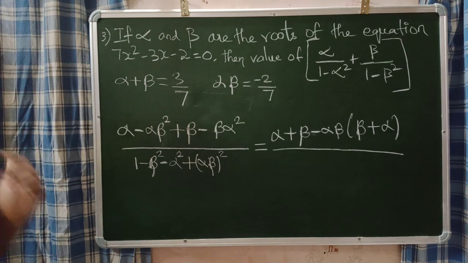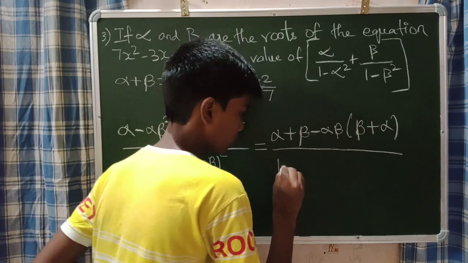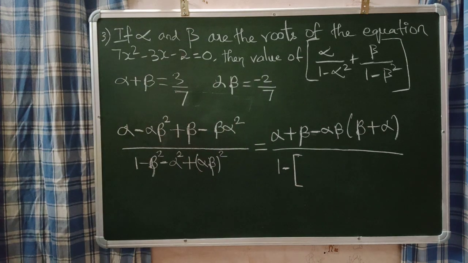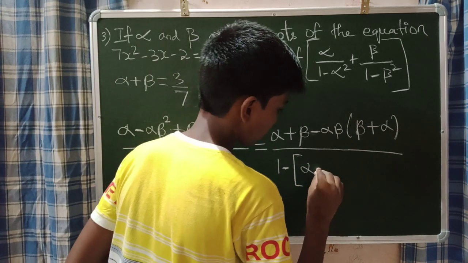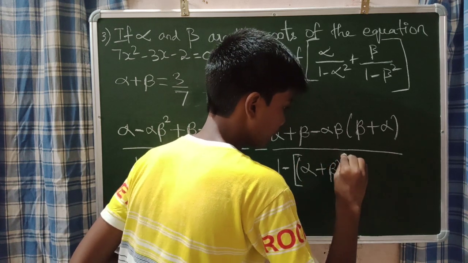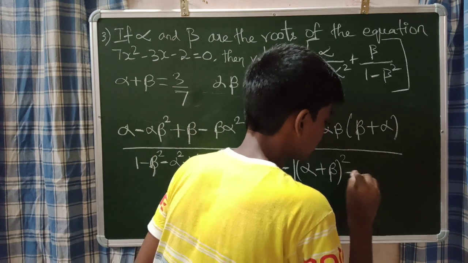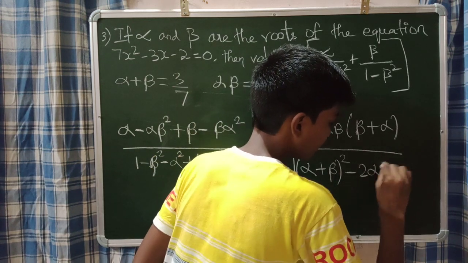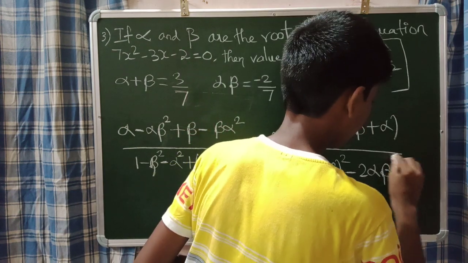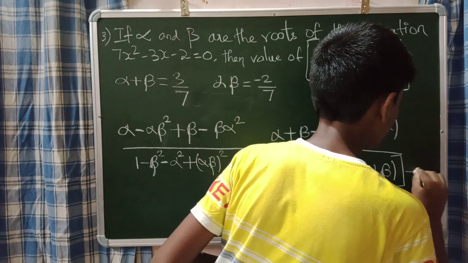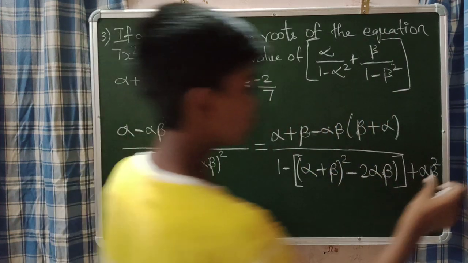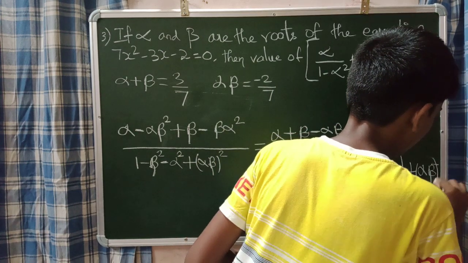Denominator will be equal to 1 minus alpha plus beta whole square minus 2 alpha beta plus alpha beta whole square. So what I'm doing here, guys, alpha beta whole square, okay.